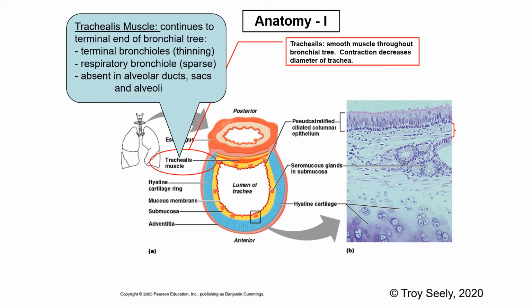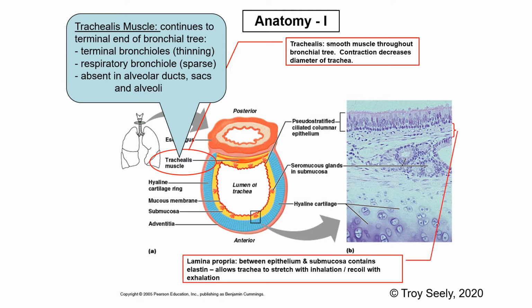So where it continues on through the bronchial tree, it can be found in terminal bronchioles, a little bit in respiratory bronchioles, but by the time you get to the alveolar ducts, sacs, and alveoli, this muscle is no longer present. So appreciate where we have a lot of respiration and gas exchange, there is no muscular contraction affiliated in that region according to the anatomy.